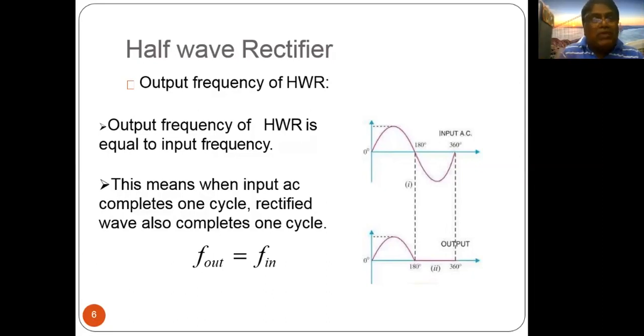But during the negative half cycle, the diode is open. That means there is no current passing, so across the output, the voltage or current is zero. Why? Because it is an open circuit. That's why during the negative half cycle there is no current. During the positive half cycle, the current will flow, so only then will some voltage appear across RL. So that's why our output frequency is equal to the input frequency.